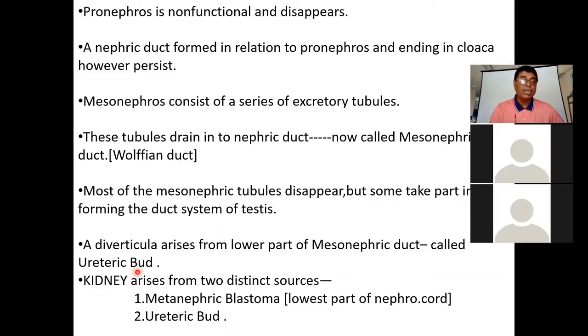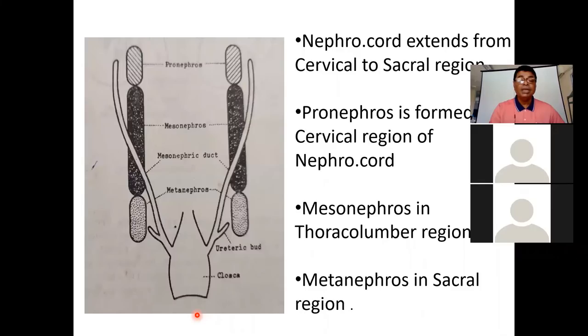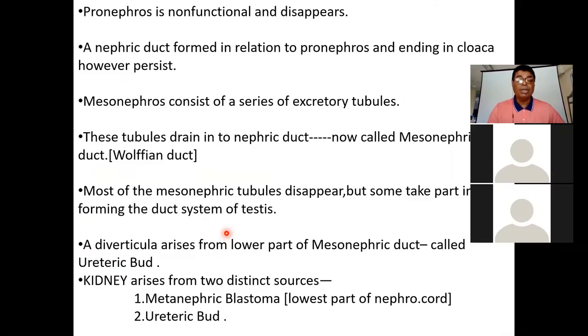Now, the kidney arises from two distinct sources. One is the metanephric blastema, and next is the ureteric bud. From this metanephric blastema and the ureteric bud, which arises from the diverticulum of the mesonephric duct, our kidney will develop, right?